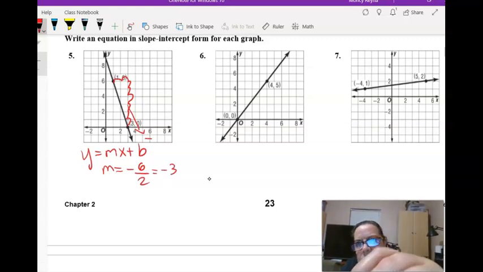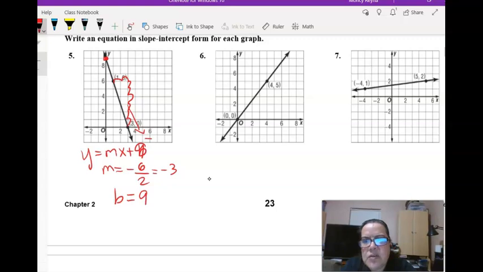And my b, the y-intercept, it looks like it is crossing there. So we already know that b is 9. So b equals 9. So put it all together. Y equals negative 3x plus 9.